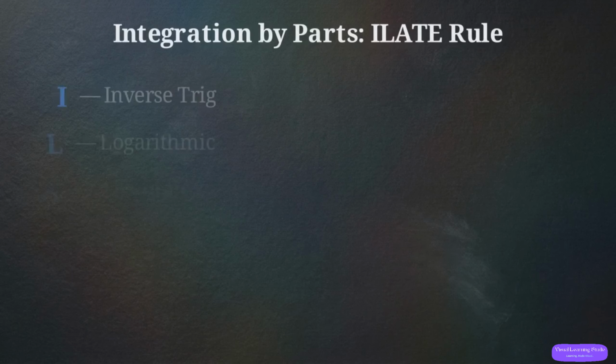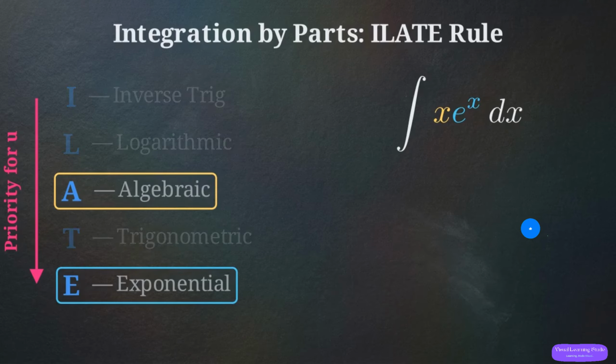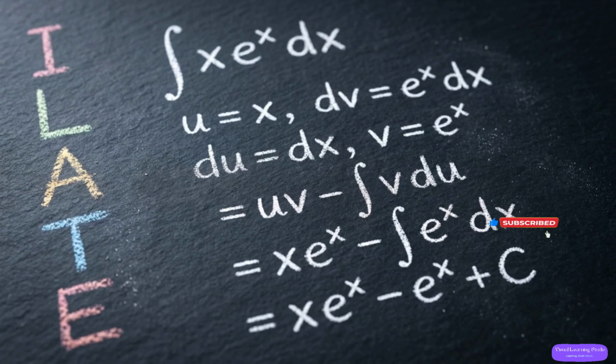We follow a priority rule called ILATE, ranking functions from top to bottom. In x times e to the x, the algebraic term is higher on the ladder than the exponential. This tells you exactly which term becomes u and which becomes v. ILATE provides a reliable sequence for the calculation, ensuring the problem stays manageable from start to finish.